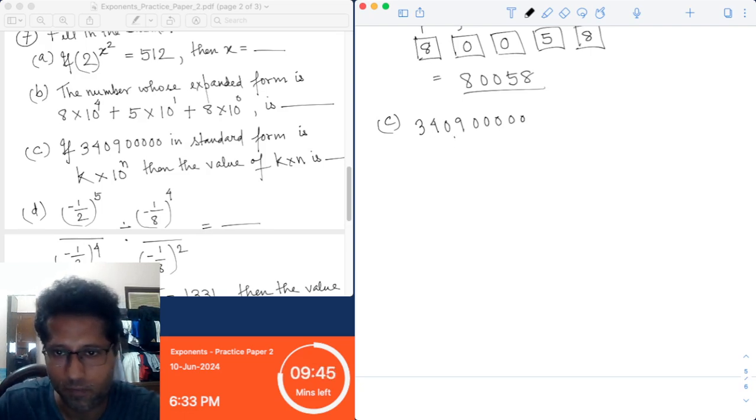We know the process is, first we put the decimal point after the first digit from the left. So this becomes 3.409 and then 5 zeros.